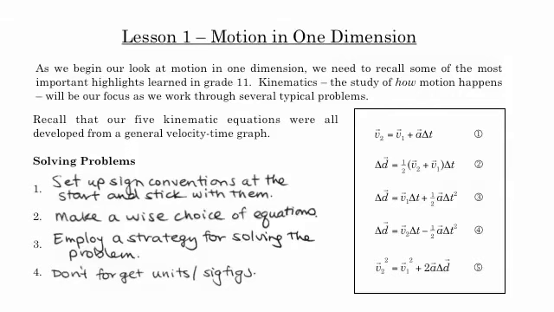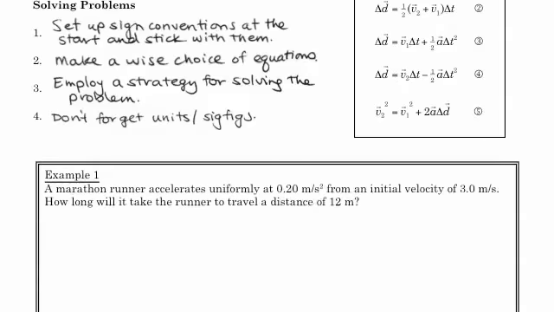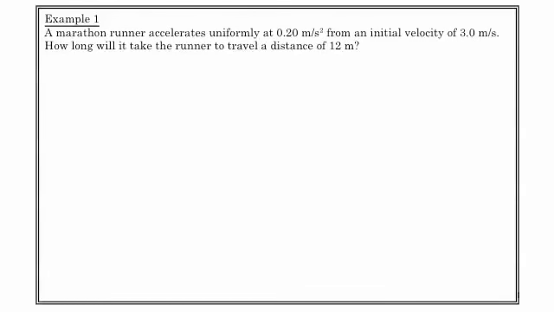Last but not least, don't ever forget your units, and at the end of every single problem, always do a sig fig check. So with these little tips in mind, let's take a look at a couple examples. So here's example 1. A marathon runner accelerates uniformly at 0.2 meters per second squared from an initial velocity of 3 meters per second. How long will it take the runner to travel a distance of 12 meters?